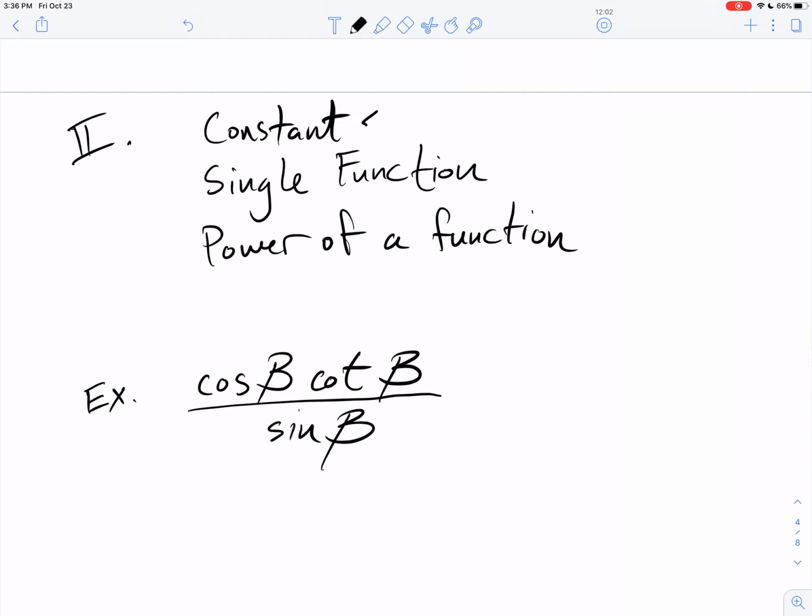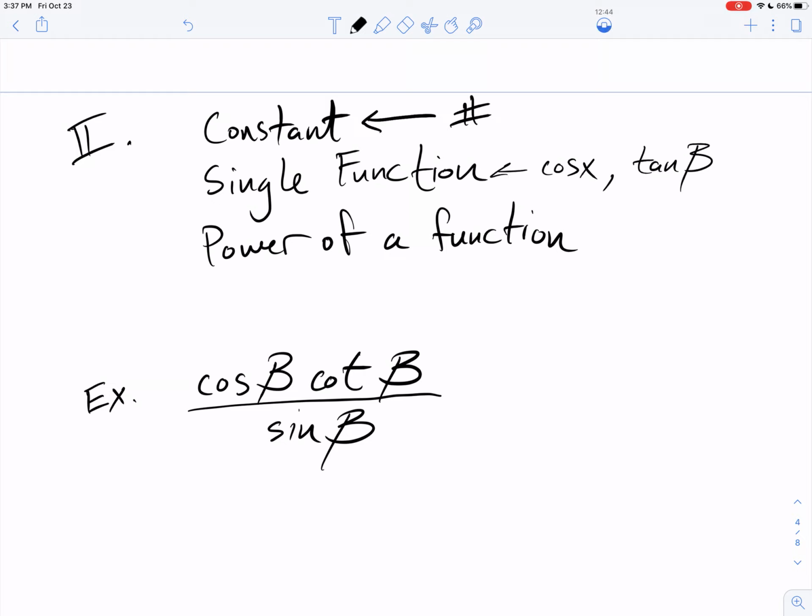Okay. Constant. That's a fancy way to say number. Like if you work it out and you clean it up and everything and your answer is 2, that's called a constant. I cleaned it up and I got 1 for an answer. Well, 1's a number. We call it a constant. Single function. Ooh, what does that mean? Well, it means your answer is just simply cosine x. Or maybe you got tangent beta. That's an example of what a single function answer will look like.